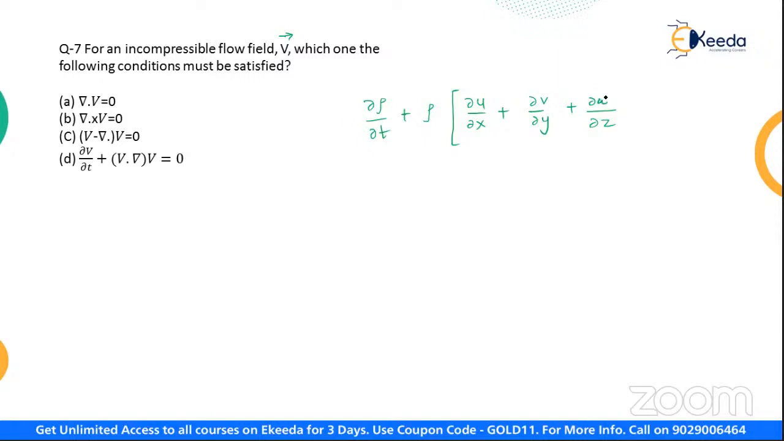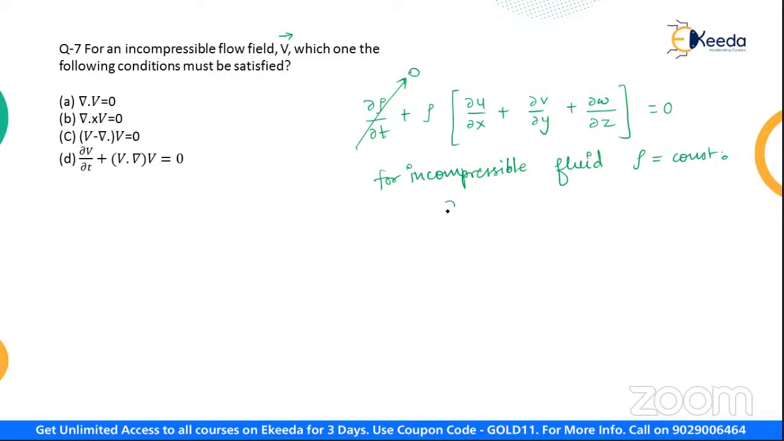This will be del w by del z, and the summation of these two terms will be equal to 0. Now for incompressible fluid, this rho is constant, it will be 0, and this can be taken out. If the density of the flowing fluid is constant, then this del rho by del t will not be varying with time, and that's why it can be taken as equal to 0, and this rho value can be taken out.